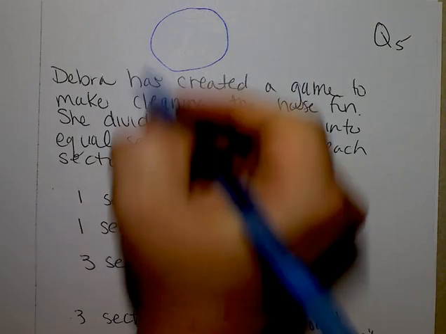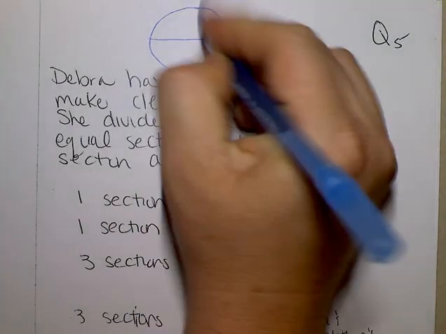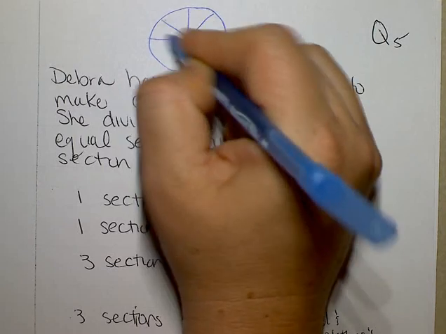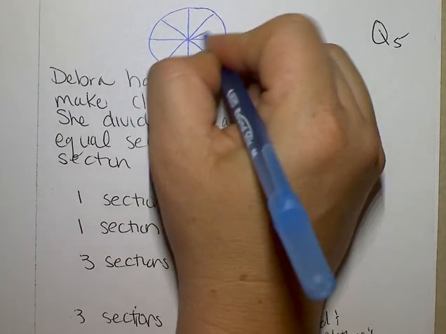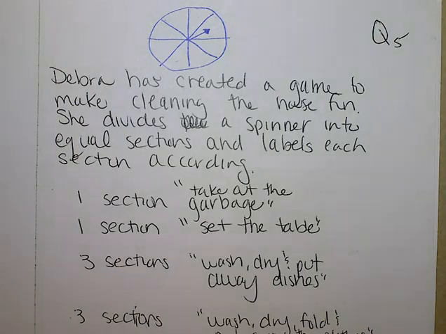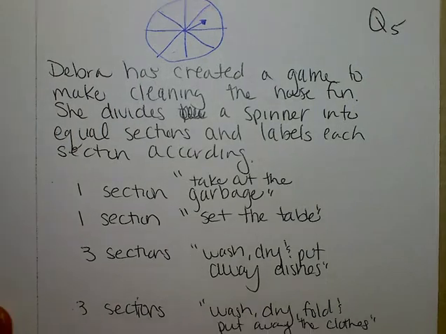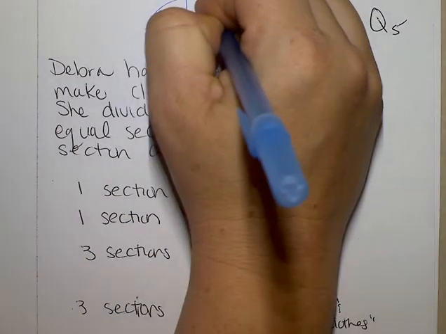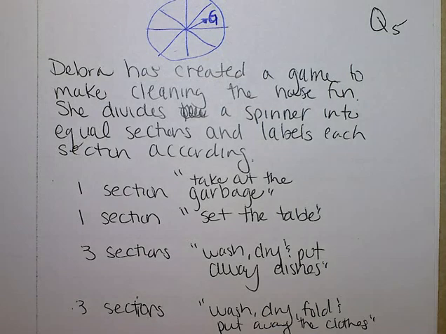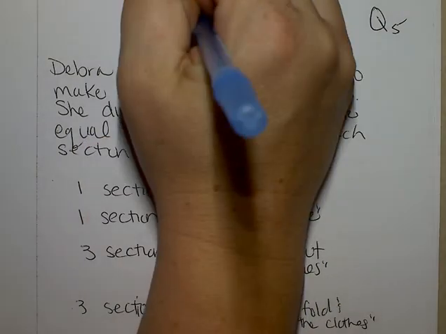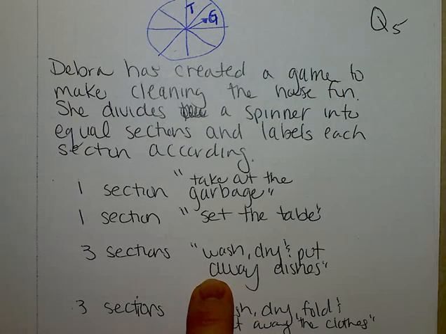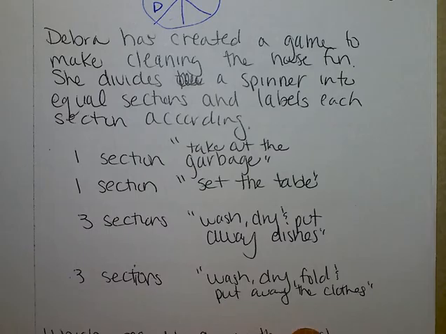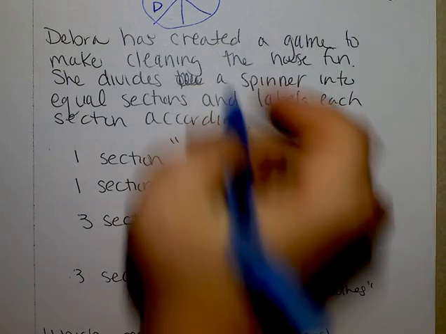So we're going to make up a spinner with 8 sections. So there's 1, 2, 3, 4, 5, 6, 7, 8. And I'm just going to do a little arrow here representing the spinner. Okay, so the first one, I'm just going to use labels here. Have one section be garbage. And have another section be set the table. So T for table. And have 3 sections be dishes. Wash, dry, and put away dishes. And have 3 sections be wash, dry, fold clothes, and put them away.